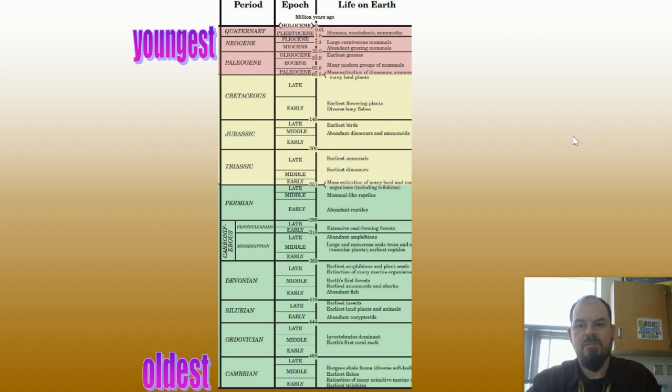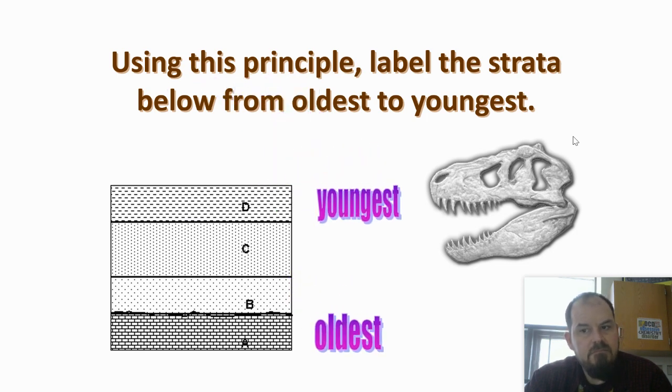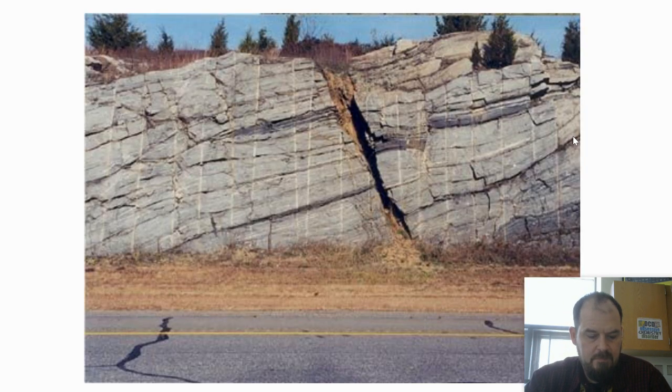So if you're having trouble reading across, because it does that swoopy, it's like a redone timeline. So using this principle, label the strata below oldest to youngest. Well, oldest has got to be A, and then goes to B, then to C, then to D. Right? Youngest has to be on top. And this is a cool picture showing what we're talking about. You see the stripes going down. You see the banding. You see it broke. You can start to match things up, which is neat.